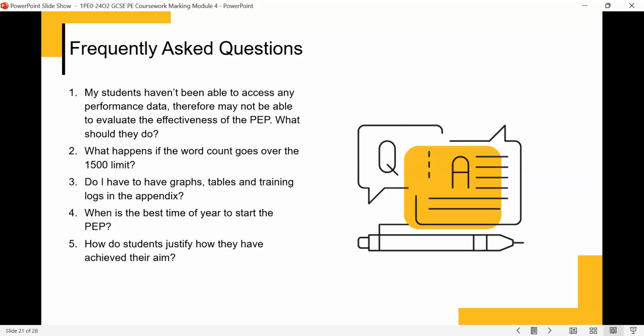Last question, how do students justify how they have achieved their aim? So centre staff should encourage students to ensure that they have an overall aim that should be performance-based, supported by a component of fitness. Students can then include specific SMART targets that can be quantified and they feed into the overall aim. Collating physiological data throughout the PEP should be used to help evaluate the effectiveness of the PEP. For example, fitness test data.